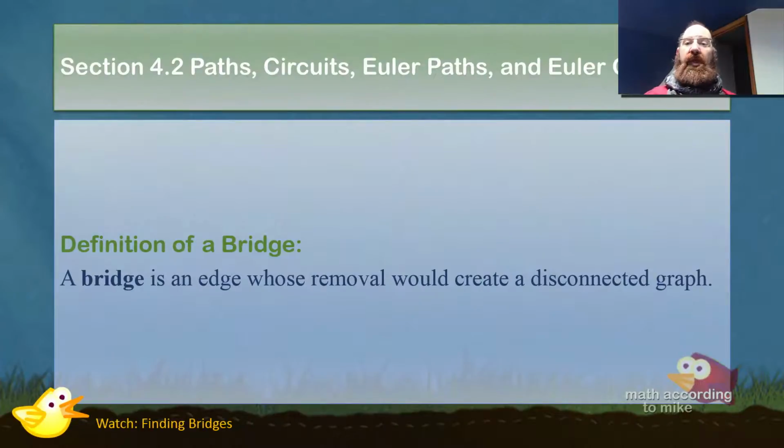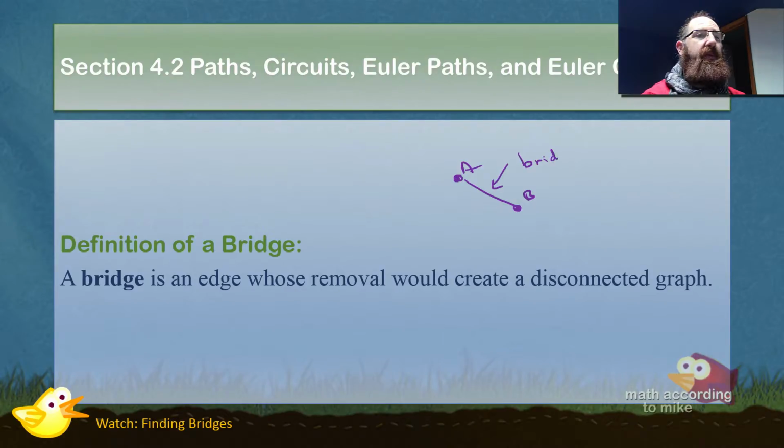Okay, and before the next video, a very important definition. A bridge is an edge whose removal would create a disconnected graph. So a very basic bridge, if this is vertex A, and that was vertex B, and that was my graph, then this edge right here is considered a bridge, because if I got rid of it, whoop, whoop, then notice there's no way to go from A to B anymore.